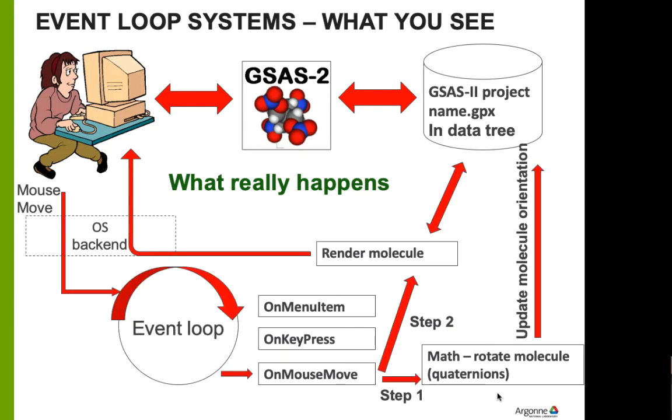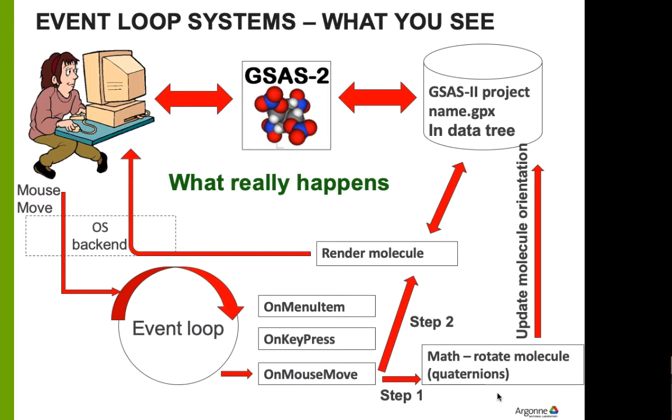What really happens, you move the mouse through the operating system back end, that gets converted into an event. And it goes around this event loop, surveying all the possible things that can handle that event. And it finds this one, on mouse move, which says because you moved the mouse, that's the event that's generated. This little routine, which is something I had to write, then does two things. First of all, in the mathematics, it rotates the molecule. It finds the increment to apply to the quaternion that's used to describe the orientation of the molecule, and increments that.